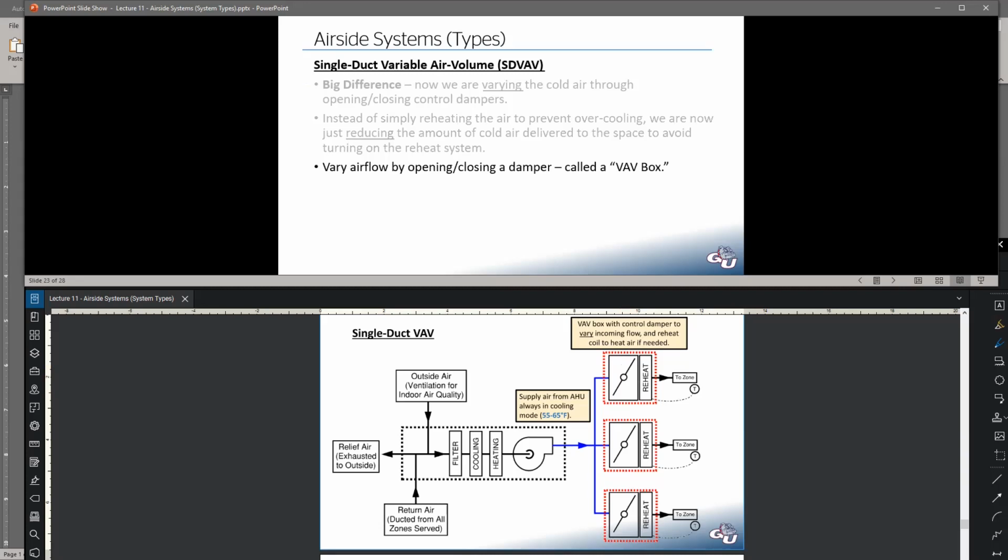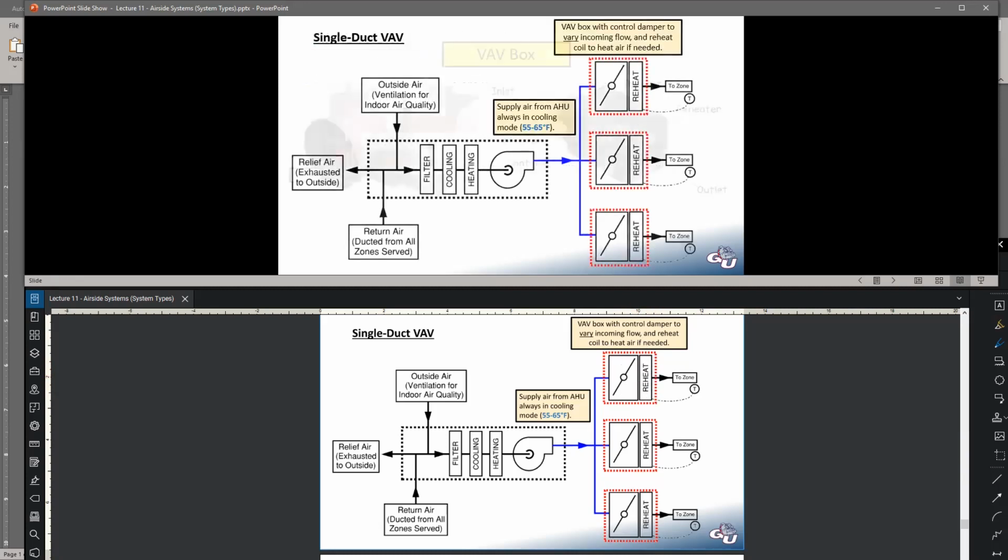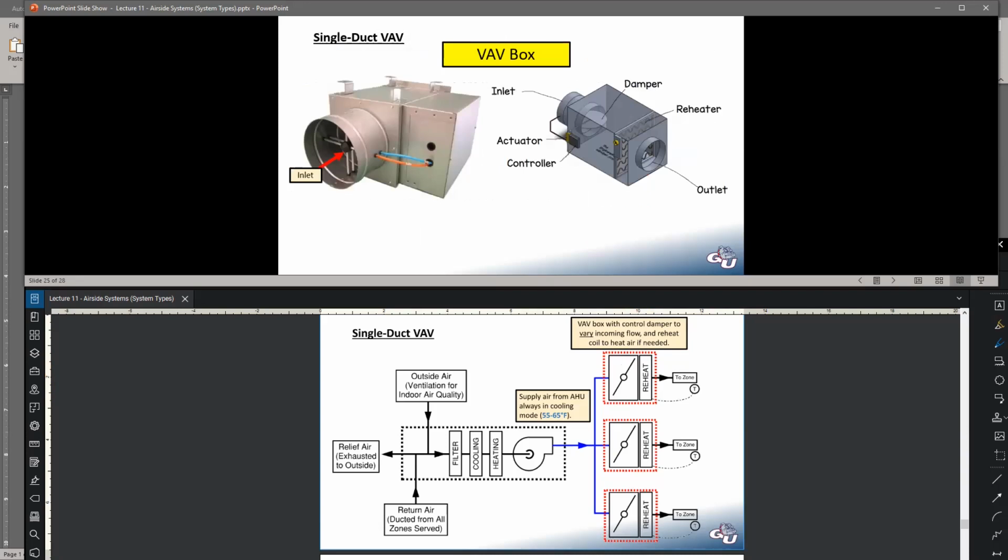So we'll vary our airflow by opening and closing that damper, which we call a VAV box. The VAV box encapsulates the damper and the reheat coil. And this is what that box looks like. So we have our air coming in on one side. We have our damper here that can open and close. We have an actuator, a little motor to open and close that thing, a controller that's got the brains to do that. We have our reheat coil, and then our air coming out.